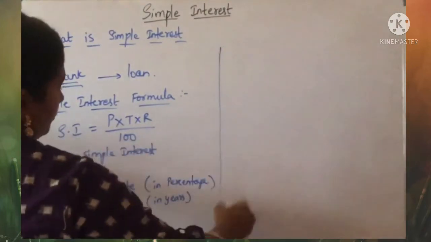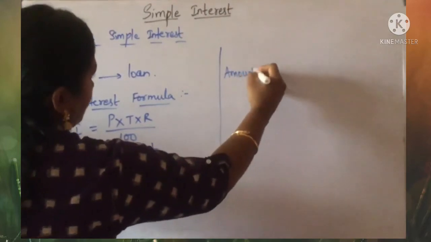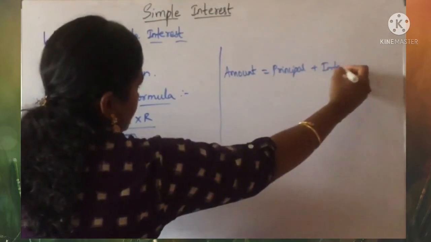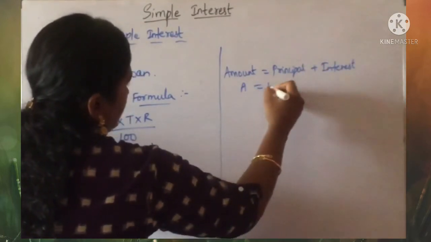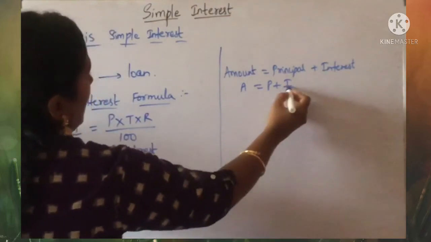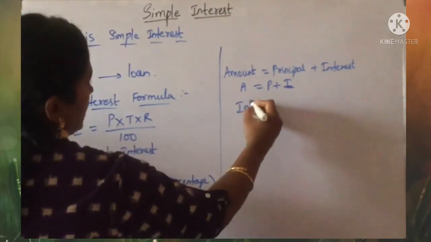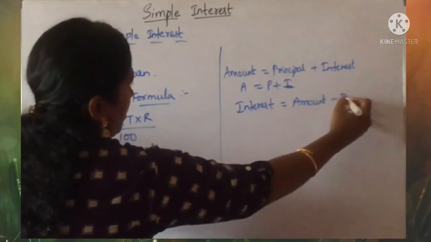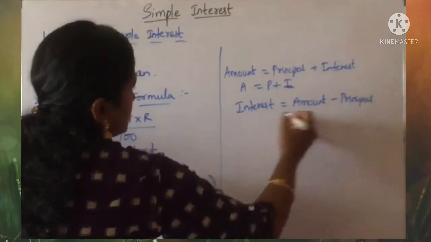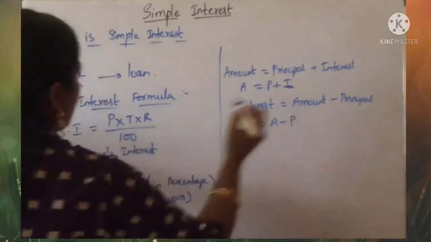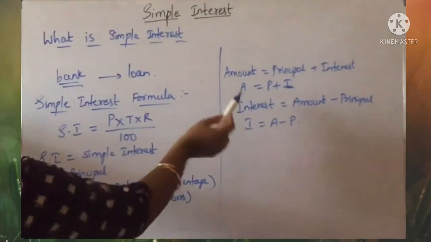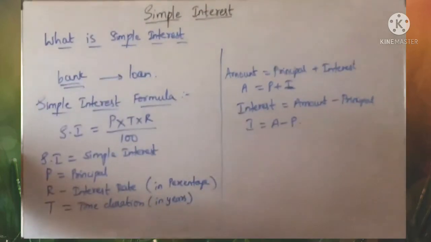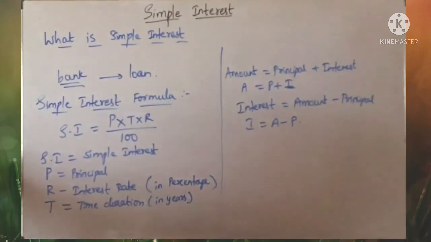Here amount. Amount is nothing but principal plus interest. So that is A is nothing but P plus I. Here when amount and principal is given, how to find interest? Interest is nothing but amount minus principal. So I is equal to A minus P. Okay. So here the amount A is the total money paid back at the end of the time period for which it was borrowed. Okay.